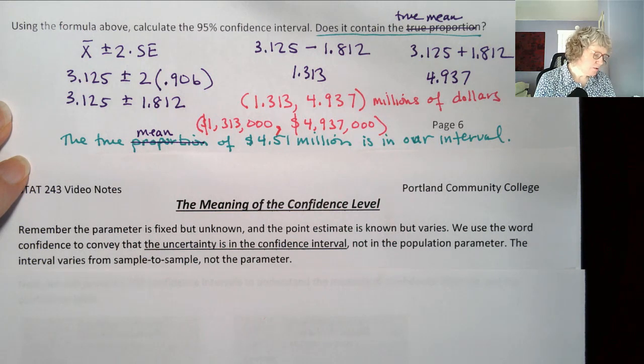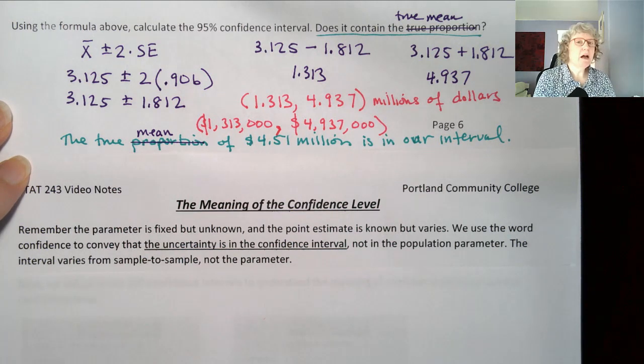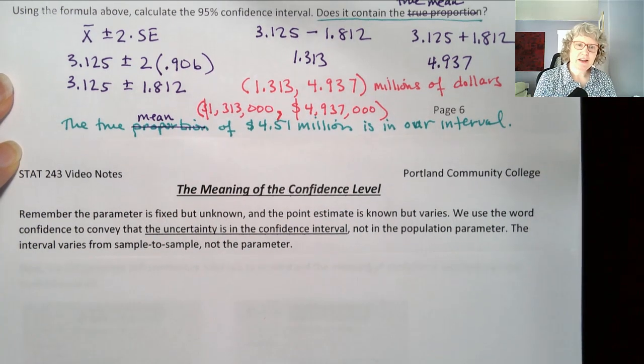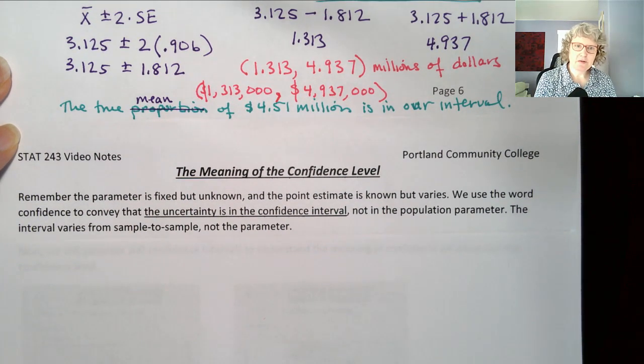So we did capture the true mean that time, but I also mentioned we won't always capture it. So how often would we expect to capture the true mean? Or if I just said parameter, that would be more general, right? Okay, so let's go to the next page and the meaning of confidence level.